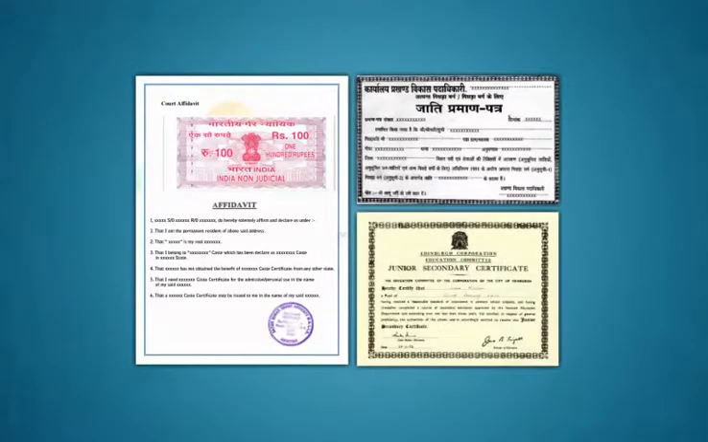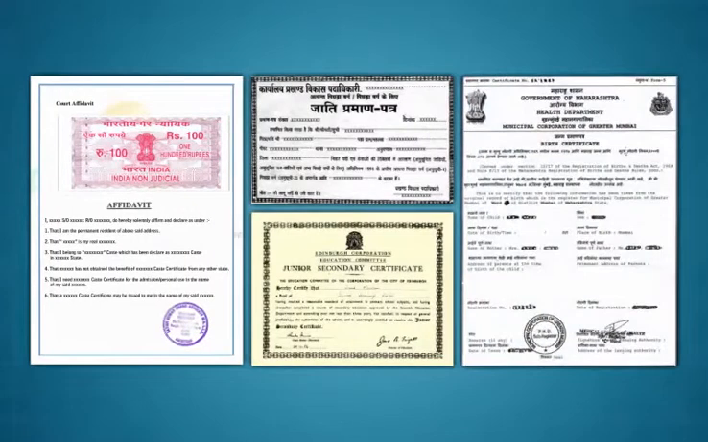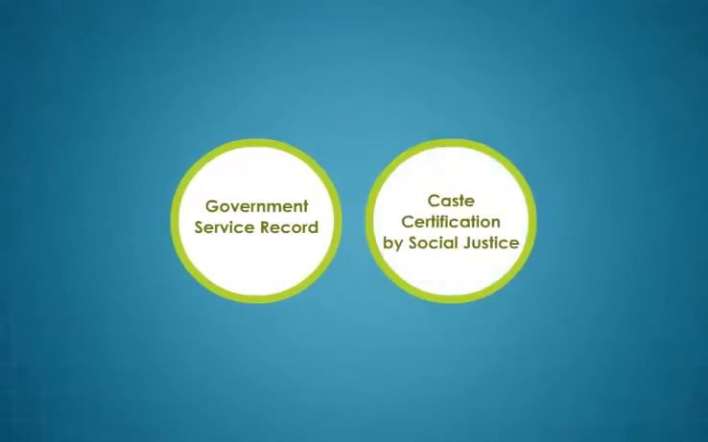An extract of your primary school leaving certificate of you or your father. An extract of birth register of the applicant or father or relatives. An extract of government service record or book mentioning caste or community category of applicant's father or relative. A document certifying your caste issued by Department of Social Justice.